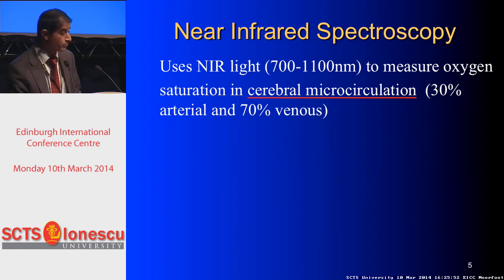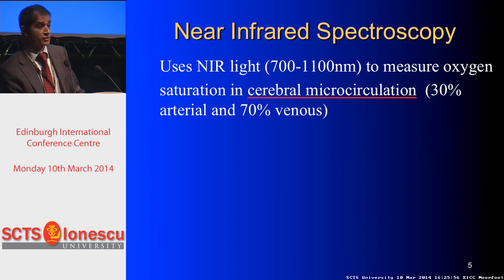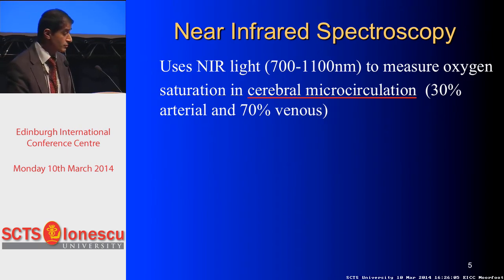Now, that is a very important point to appreciate. A lot of people think that with near-infrared spectroscopy, you're actually measuring the cortical oxygen saturation in the cortical tissue or the neuronal tissue of the brain. That is not true. It is actually the cerebral microcirculation, which is 30% arterial and 70% venous. So what you're actually measuring is a sum total of the oxygen content in these two vascular beds. And therefore, the value which you get is more like between 60 to 80% is the normal.